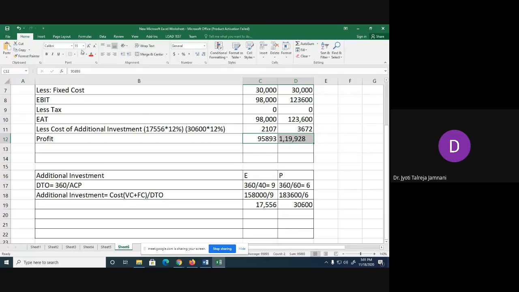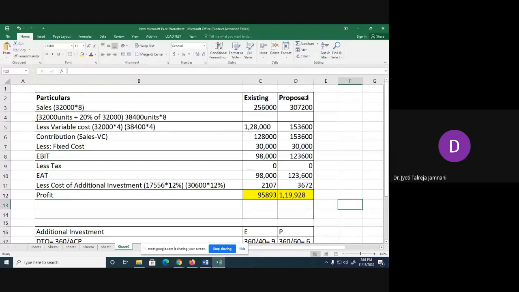So these are the profit values. Can anybody tell me, should we go for the existing plan or the proposed plan? Proposed plan, because the profit has increased. Earlier it was 95,893. Now it is 1,19,928. So increase in sales is leading to increase in profit. Therefore, we should go for the proposed plan.